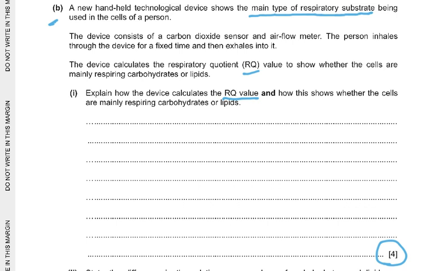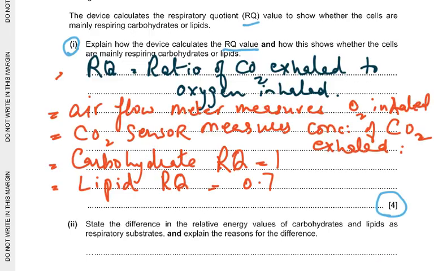Lipid has a higher energy value. Explain how the device calculates. Okay, no, that's for the next part of the question. We talk about part 1. Explain how the device calculates the RQ value. So, ratio of carbon dioxide.